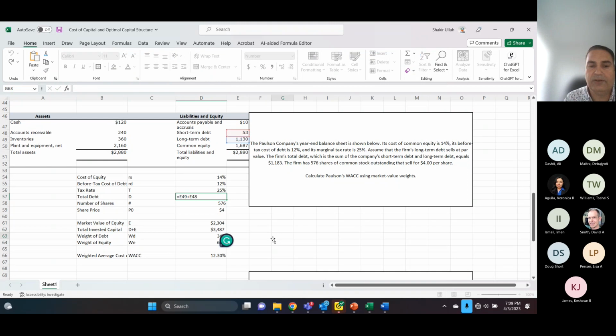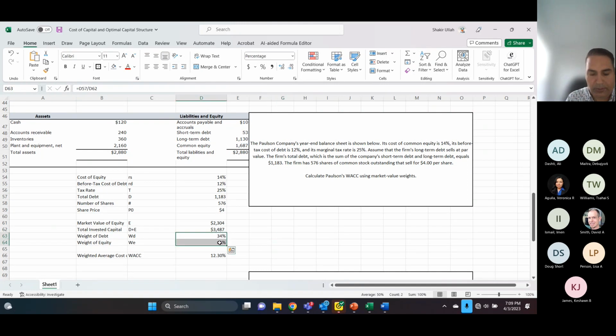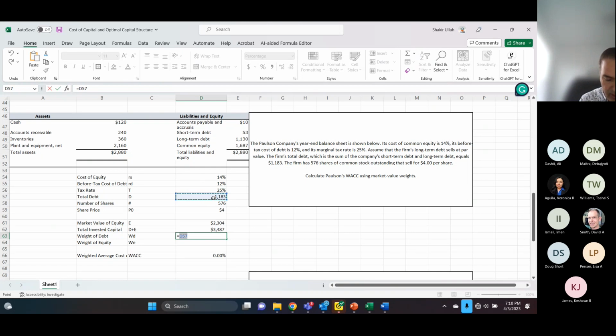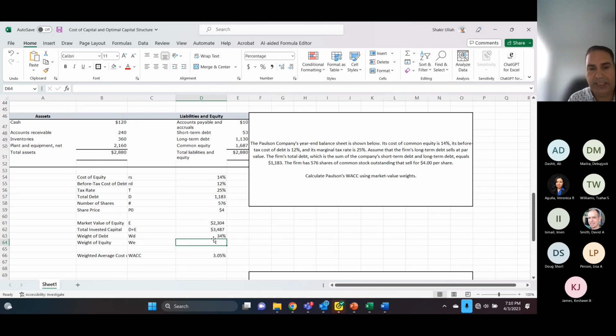It is now easy to calculate their weights. How do we calculate their weights? Well, of course, the weight of debt would be equal to the total debt, $1,183, divided by the debt plus equity, that is the total invested capital, 3,487. That comes out to be 34% debt, and that 34% is the weight of debt we're going to use in the WACC formula.